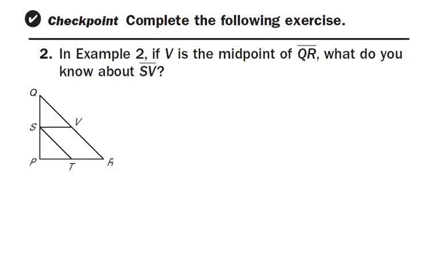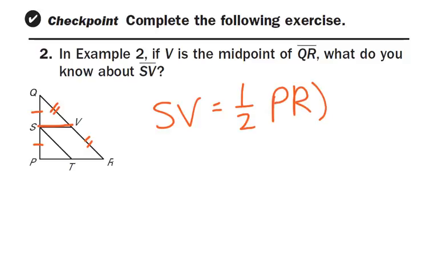Okay, so we know that V is the midpoint of QR. We were given in the last example that QS and SP are congruent, so if QV is congruent to VR, that is a mid-segment. So what we know is that SV is half the length of PR. We also know that segment SV is parallel to segment PR.